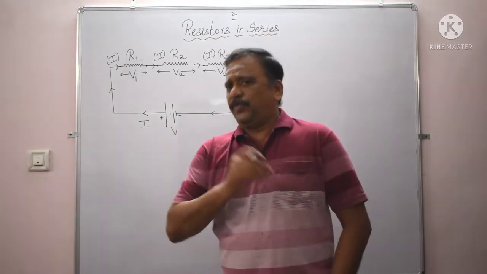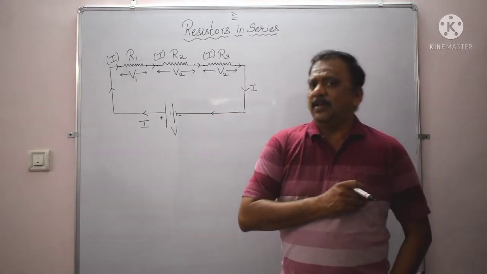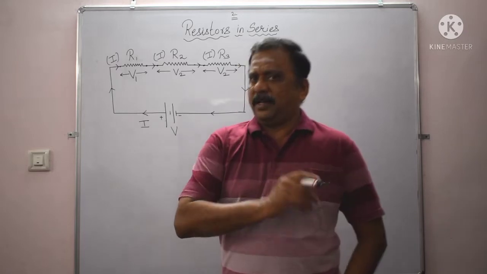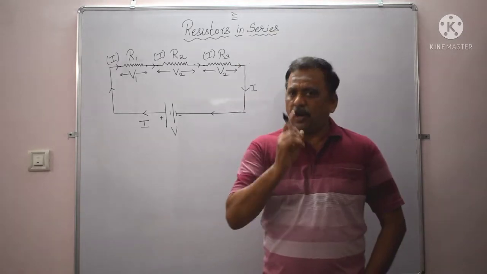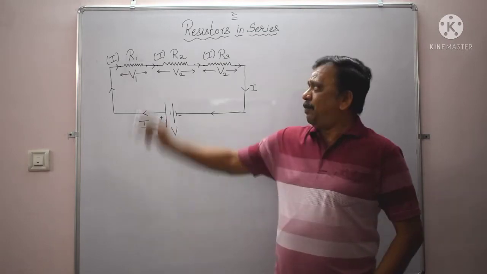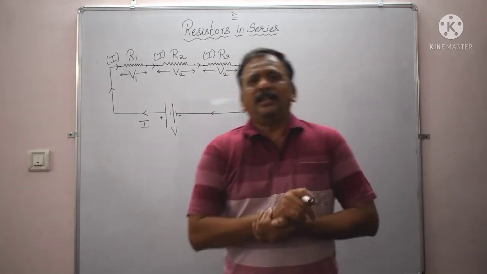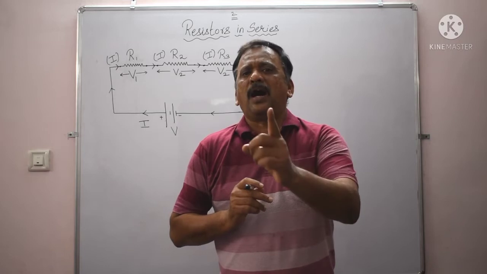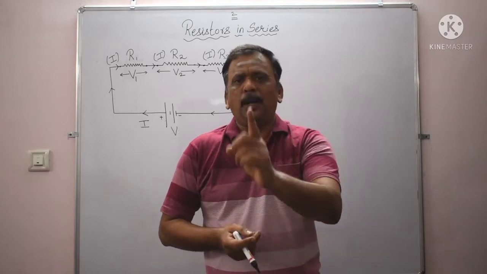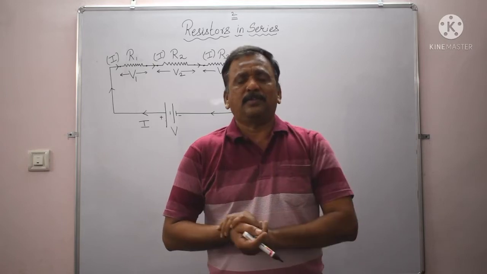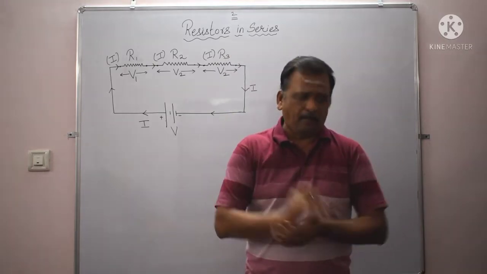Okay. Now as far as the series circuit is concerned, whenever components are connected in series, you have to remember two important points. Point number one, whenever components are connected in series, they form a single path for the flow of current. They provide a single path for the flow of current. There is no chance of the current to branch off.